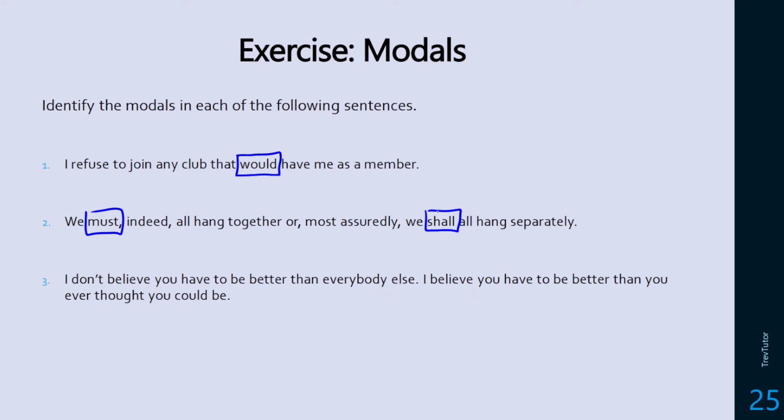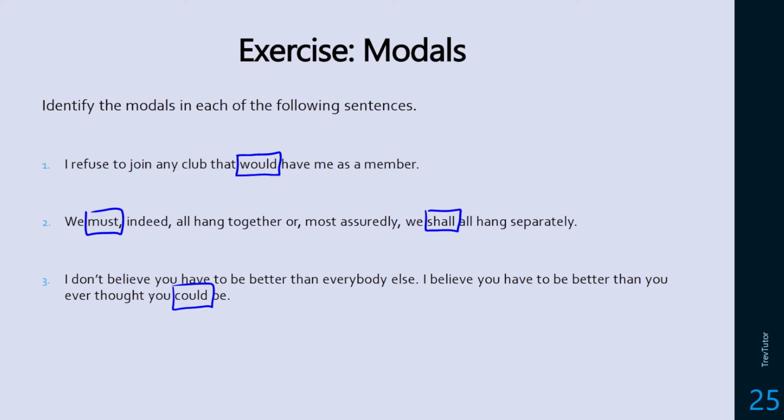Okay, finally, 3. I don't believe you have to be better than everybody else. I believe you have to be better than you ever thought you could be. So could here is the modal, and this is talking about the possibility here, or potential. We have some potential meaning.